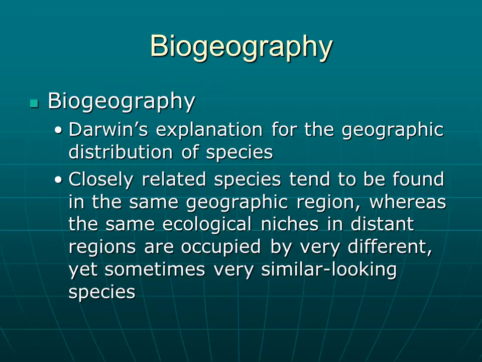Another interesting concept to look at is this concept of biogeography. So it was Darwin's explanation for the geographic distribution of species. Closely related species tend to be found within similar geographic regions. But those in the same ecological niches in distant areas of either the country or of the world can be occupied by very different yet very similar looking species.